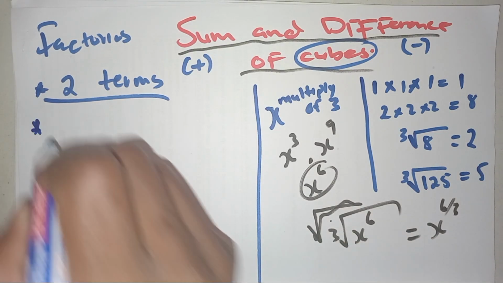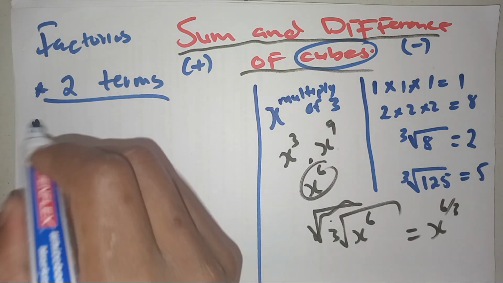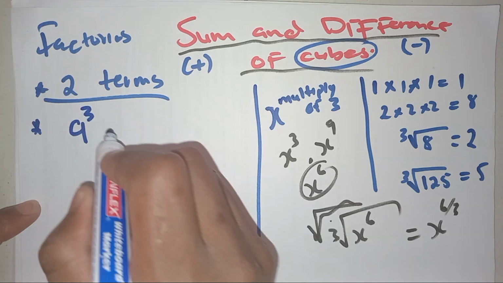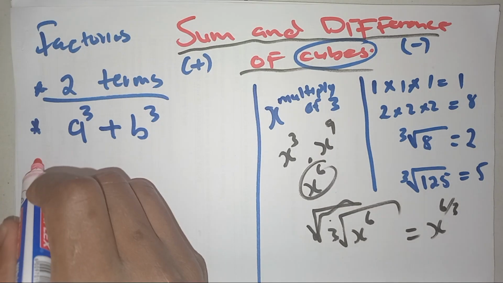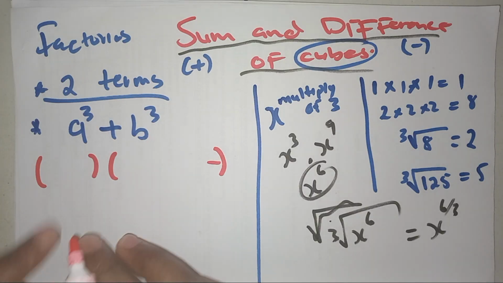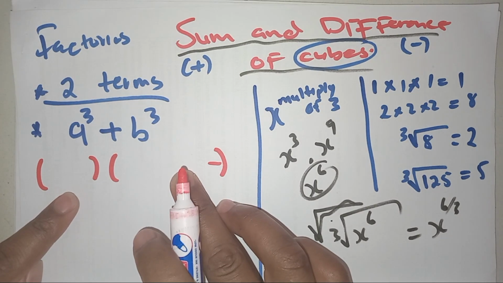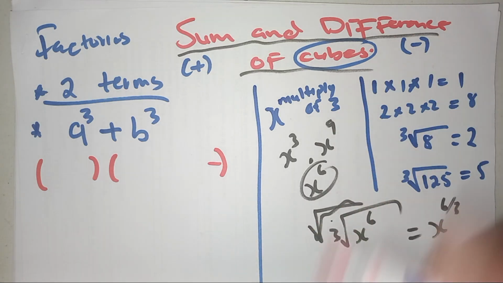So now let's go ahead and look at this one. How is the format of the sum or difference of cubes? Let's just say we have a exponent 3 plus b exponent 3, right? When you are factorizing using the sum or difference of cubes, the format should be a small bracket followed by a big bracket. They multiply each other. This is the format that you are going to be using when factorizing using cubes. It's unlike the difference of two squares.